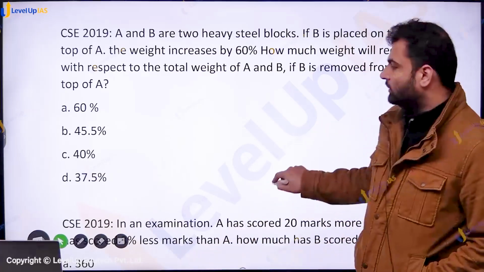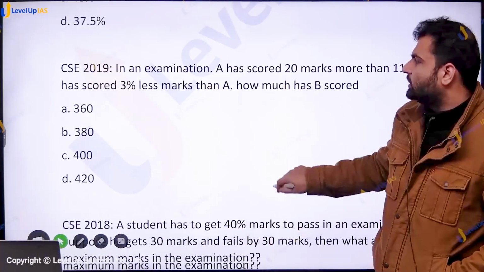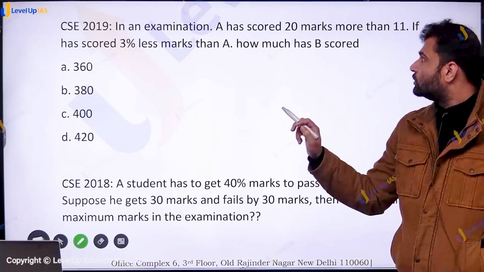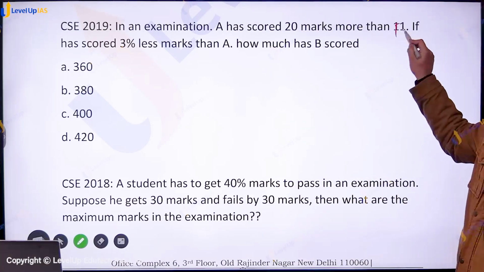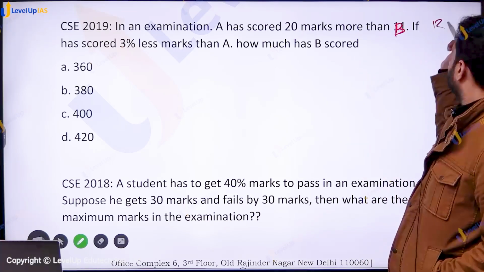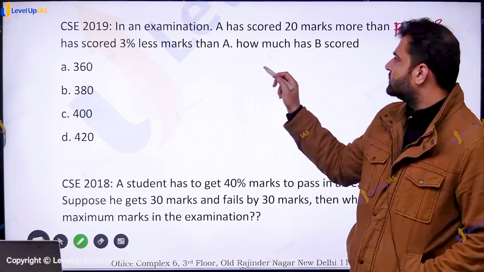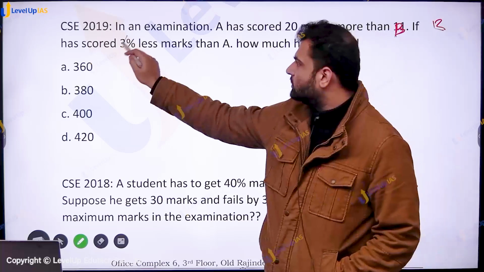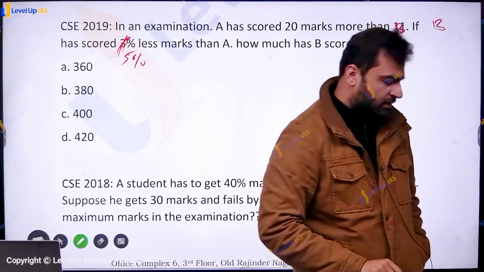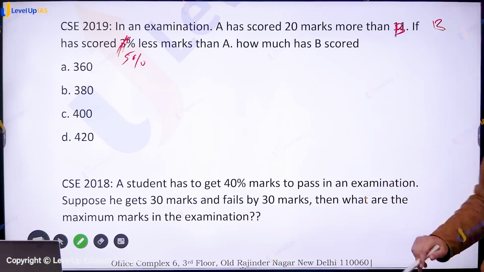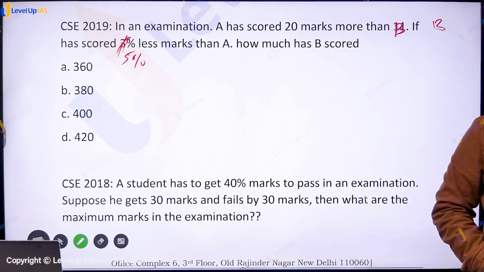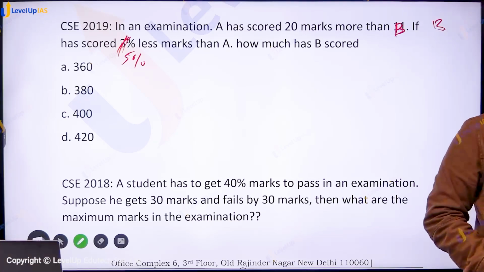And the next question, there is a printing mistake. In an examination, A scores 20 more marks than B. Not 11, this is B. And if B has scored 5% less marks than A, not 3%, this is 5%. Then how many marks did B score? This is exactly the question we did yesterday. No difference, only the numbers are different.